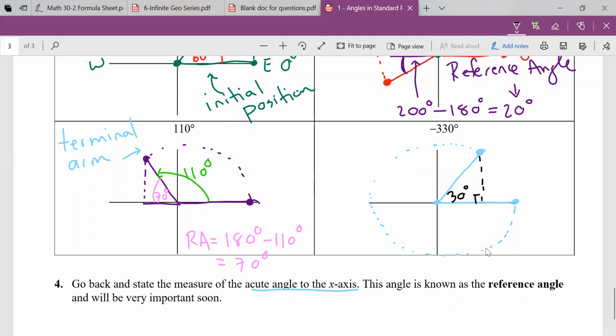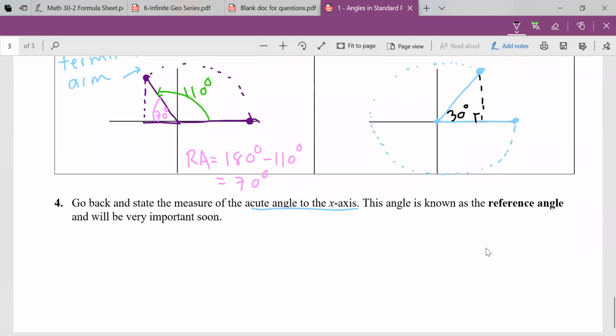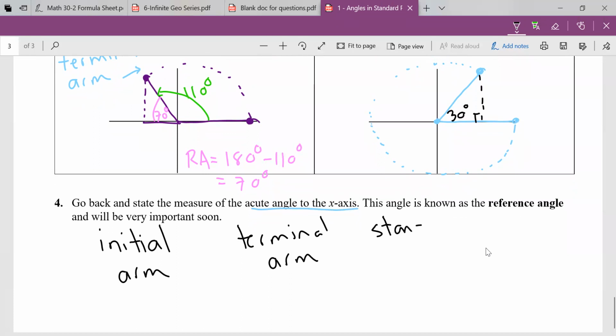So these terms are going to be very, very important to us as we go through. So initial arm, where we begin. Terminal arm, where we end. Angle in standard position means we're drawing it on the Cartesian plane. And reference angle is the acute angle measured to the x-axis always. Okay, we're never going to draw a right triangle that goes to the y-axis, always to the x-axis. There you go. Angles in standard position, done.